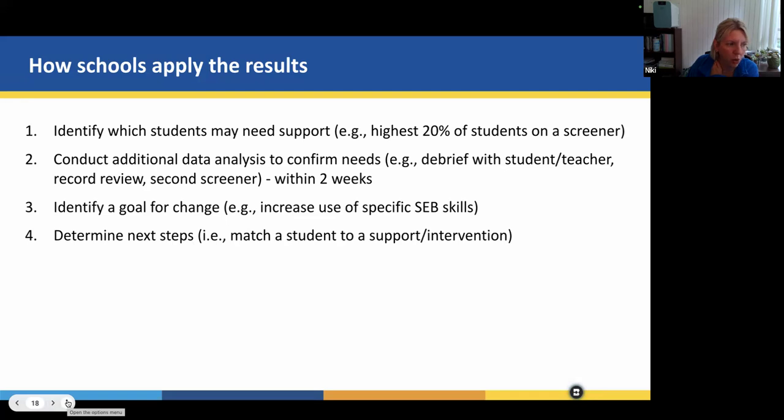Then they'll identify a goal for a change and determine next steps. So they'll use the screener and then that second screen to identify, what is the specific area of need? Is it in fact an area of need? And then what is the specific need that the student has and how are we going to address it?